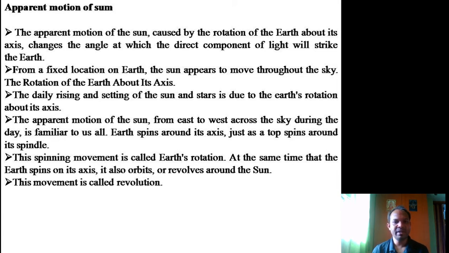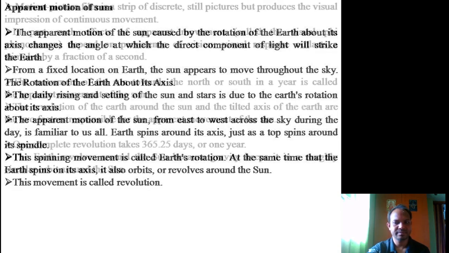The spinning motion is called the Earth's rotation. At the same time that the Earth spins on its axis, it also orbits or revolves around the Sun. This motion is called revolution. It is nothing but the revolution.